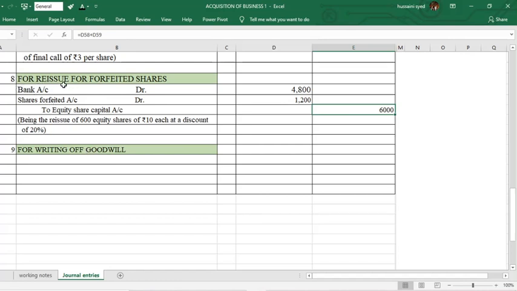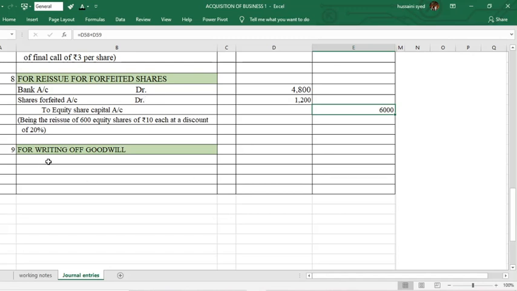As the company has reissued, again their share capital value is going to increase. So we have to credit it. And this amount we are going to utilize. So out of the total, this balance is going to get reduced. So we have to debit it.